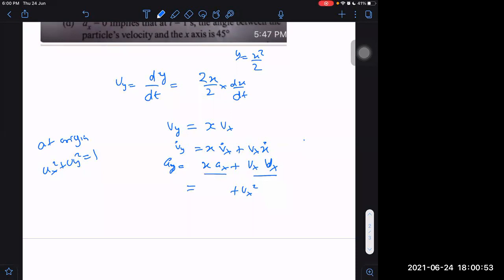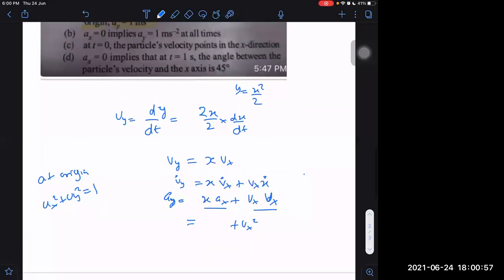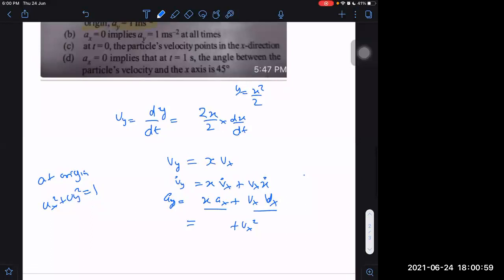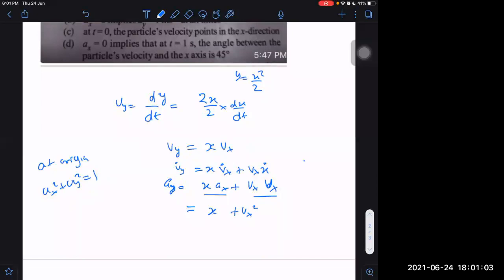But anyway, ax into x. What is x and ax here? They have given the relation ax equal to 1 now, sir. They have given x as 1, then it is becoming just x only. And at origin this is becoming 0, because at origin x is already 0. Then we are getting ay is just equal to vx square.